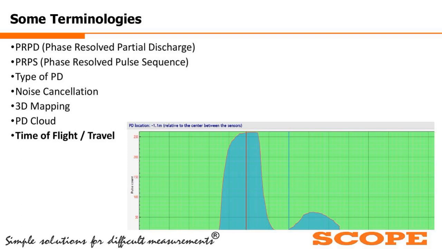So the same signal will be picked up by all the sensors at different times, and then by analyzing the travel time of the PD to the sensors, we can extrapolate, yes, this is the probable region, or we can pinpoint the zone from where it is coming for the GIS, for the cable, for the transformers. This time of flight or time of travel is very, very useful for the GIS or for the cable. Even for the transformer also, it is useful.